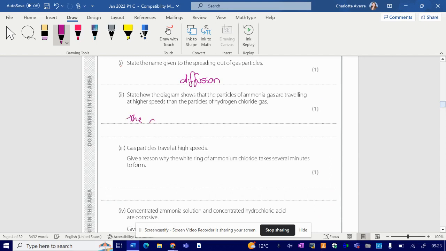So the ammonia travels further in the same amount of time.